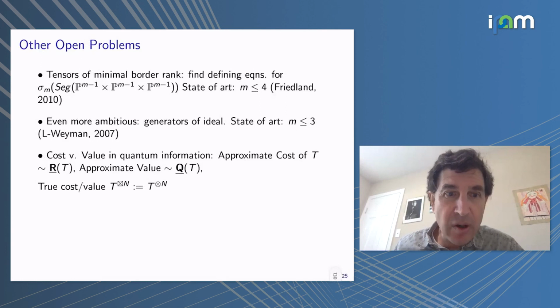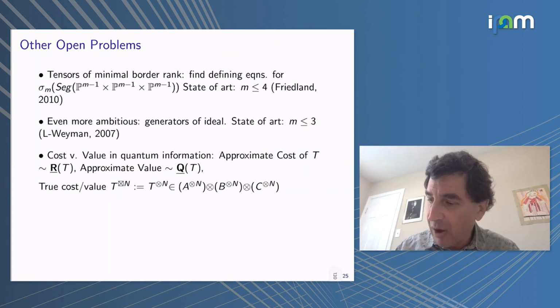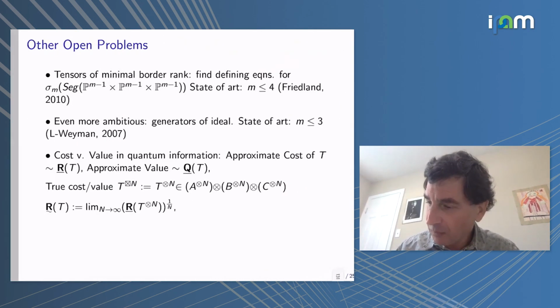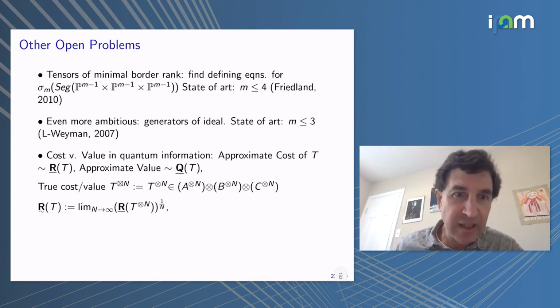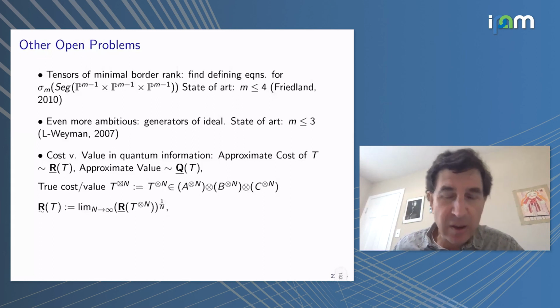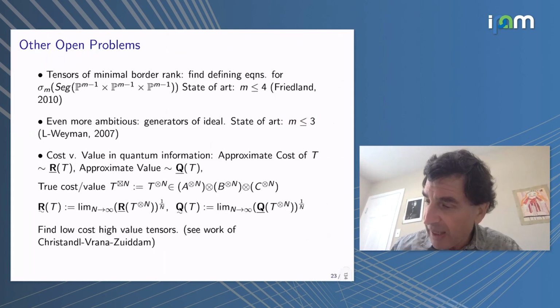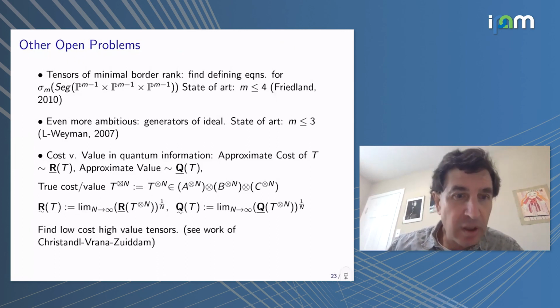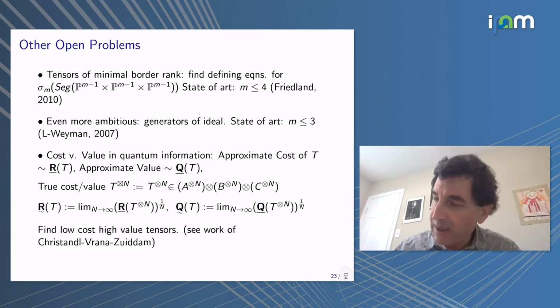And to get the true cost and value in the sense of quantum information theory, you have to work asymptotically. So you take some very large tensor power of your tensor, and then you take this normalized limit called the asymptotic rank or asymptotic border rank, they coincide, by taking this large tensor power, computing the border rank, and then normalizing it by dividing by n, and similarly for the subrank. And there's been some very exciting work of Christandl, Vrana, and Zuiddam about these quantities and relating these quantities to many other concepts.